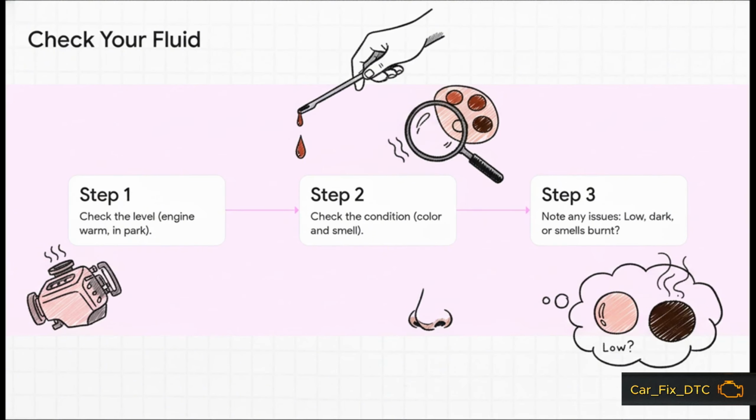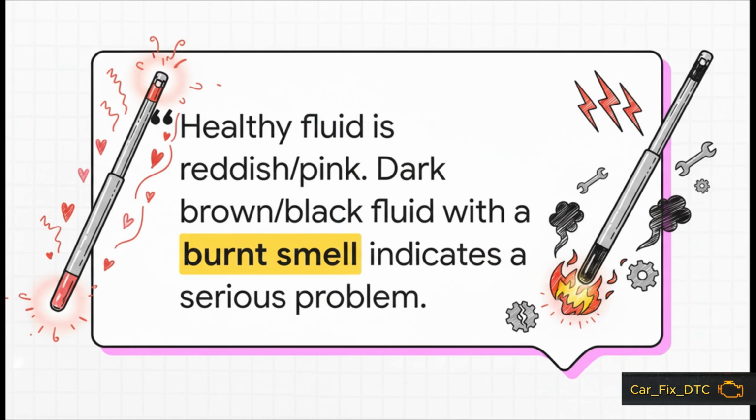Most cars still have a dipstick for this. Just make sure the engine's warm and you're in park, then pull it out and check the level. But just as important, maybe even more important, is to check the condition. What color is it? How does it smell? These are absolutely vital clues. And this is exactly what you're looking for. Healthy fluid is going to have that nice reddish or pinkish color. But if the fluid on your dipstick is dark brown or even black, and especially if it has that distinct burnt smell, that is a major red flag.